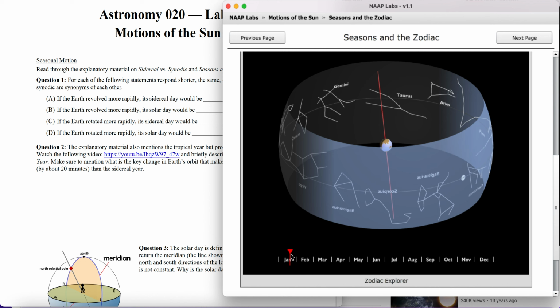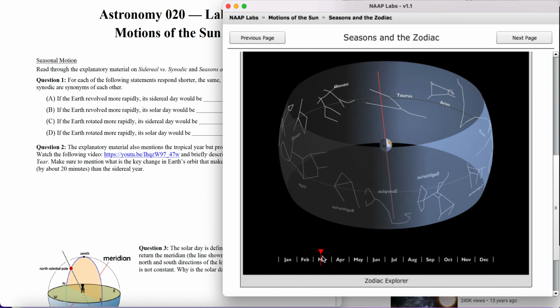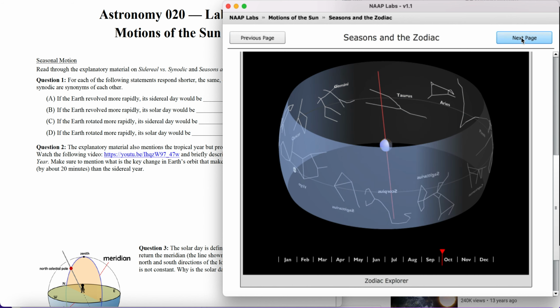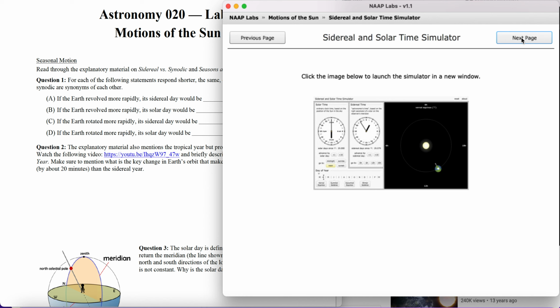So over 1 year, there's no movement of those distant stars which form the constellations, so the sun appears to move through them. That's the concept of moving through the zodiac. I'll get back to that in a second. But let's go ahead and look at our other background information here.